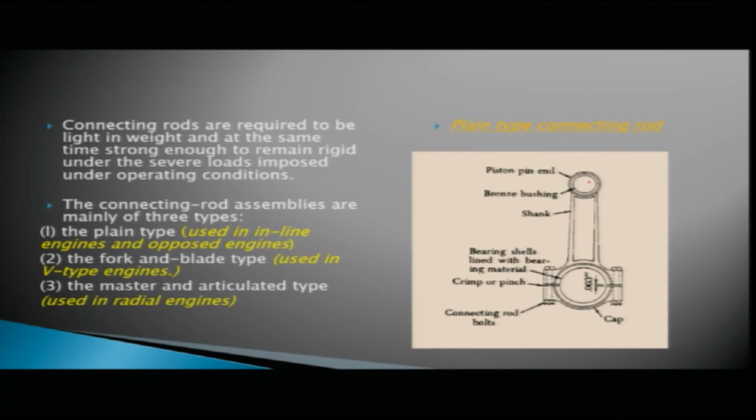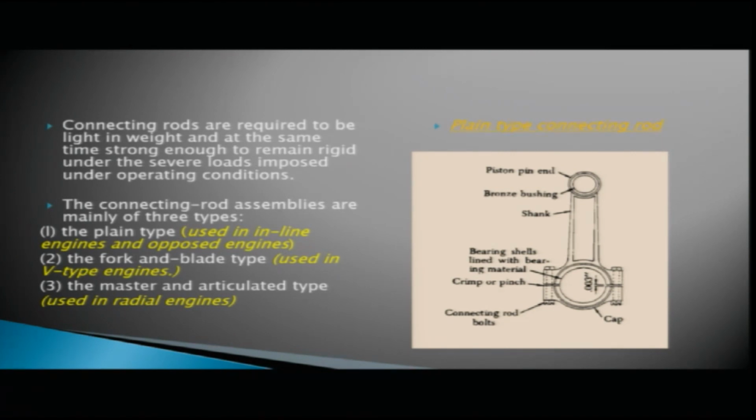This end connects to the piston pin, and this end connects to your crankshaft. Here you have a bushing inside, which is your bronze bushing. Again, this is your shank and this is your crankshaft end. The second type is the fork and blade type, which is used mainly on V-type engines, and the third is the master and articulated type, which is mainly used in radial engines.